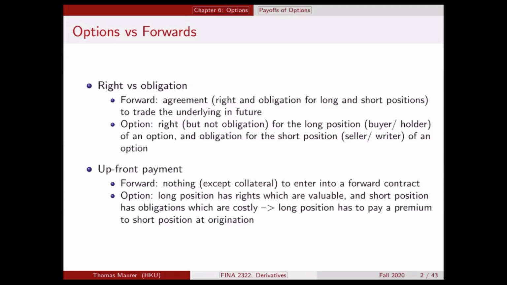In addition to that, because the owner can actually decide whether he wants to trade at the maturity date, that means that there will be some value of the option at the initial date when the option contract is signed. And therefore, the owner or the buyer of the option will have to pay the seller or the writer of the option some amount of money. This is again in contrast to a forward contract, where we chose the forward price exactly such that for both long and short positions, the present value of the future cash flows was exactly zero, and therefore no one had to pay the other party some money at the initial date.